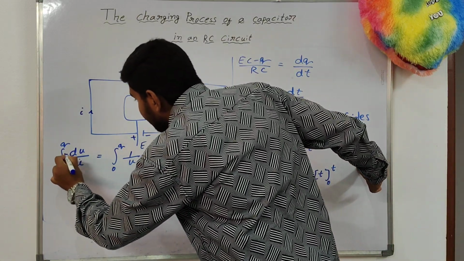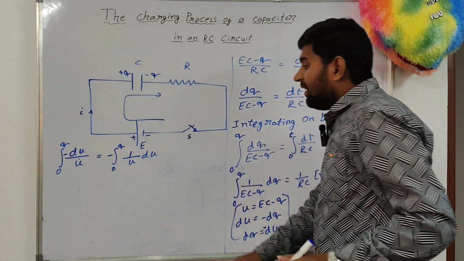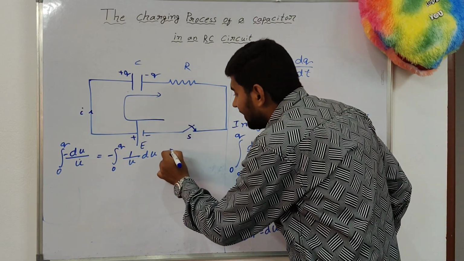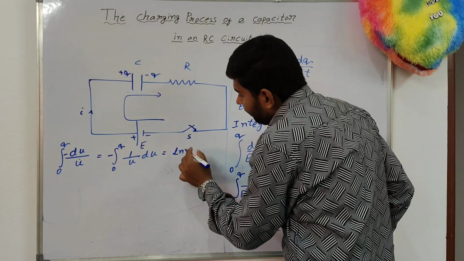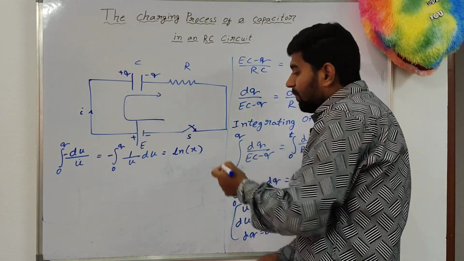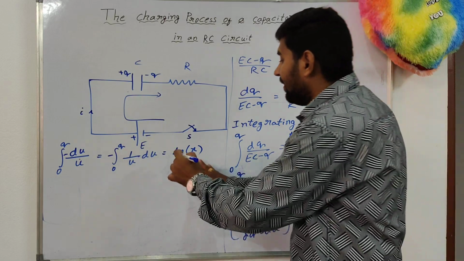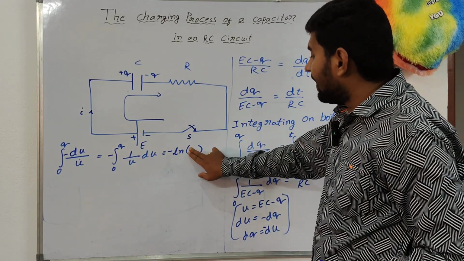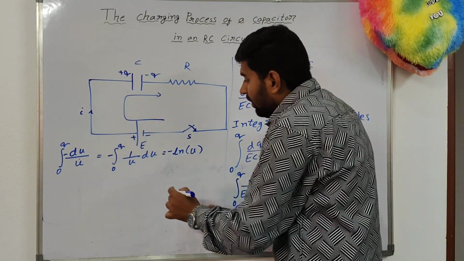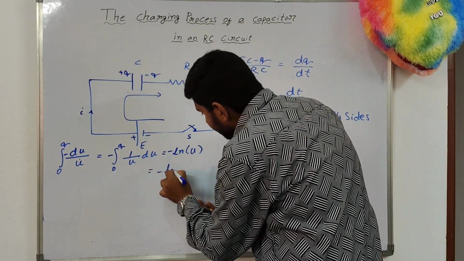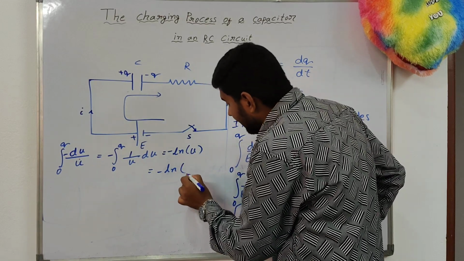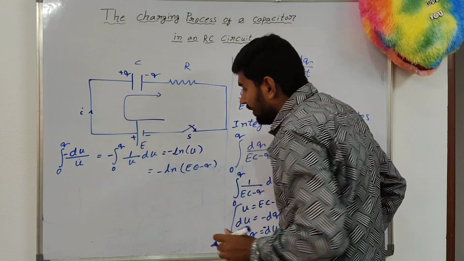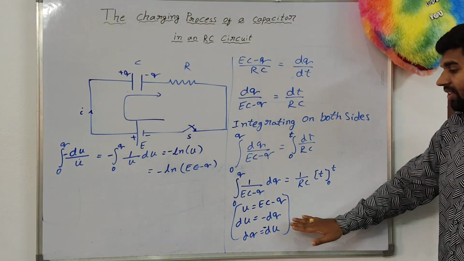Here I can use minus. It is in the form of integral 1 by x dx. Integral 1 by x dx means log x plus c, where c is the constant. Here, with the negative sign, instead of x I can write u. It will become minus log of what is the u value here? E C minus q. Is that clear? If you have confusion, just follow this procedure.